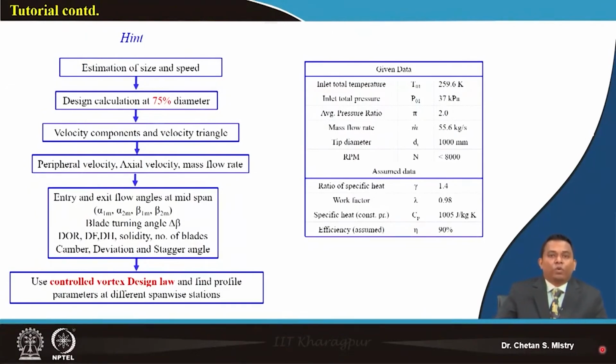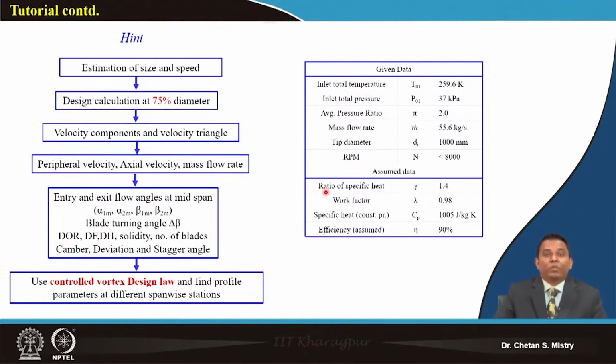What we know is my size and speed, that's what we need to estimate. We need to do our design at 75% of span, because this compressor is a transonic compressor, or we can say a transonic fan. Now we are looking for different velocity components and velocity triangles in order to determine axial velocity, peripheral speed, relative velocity, absolute velocity, and different flow angles. All those need to be calculated at different stations.